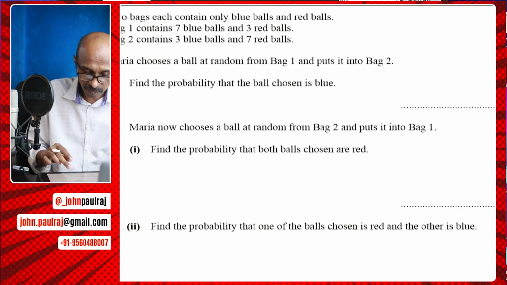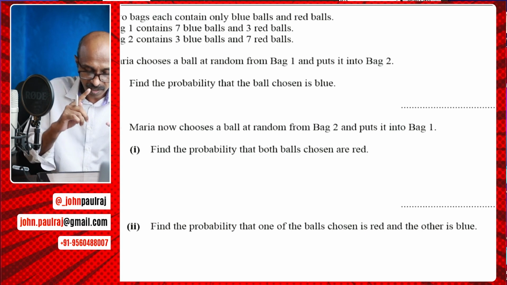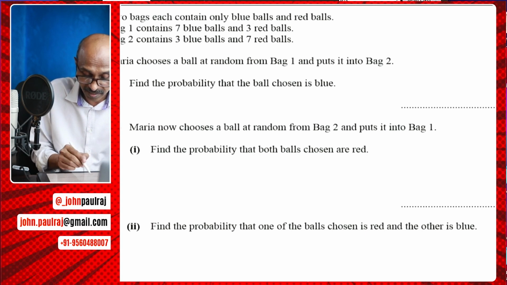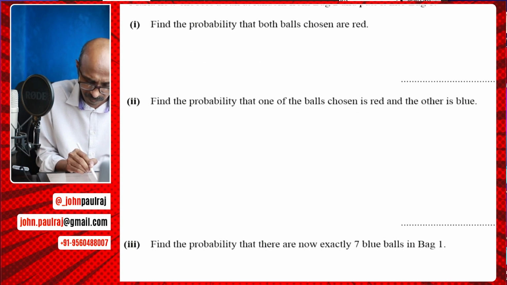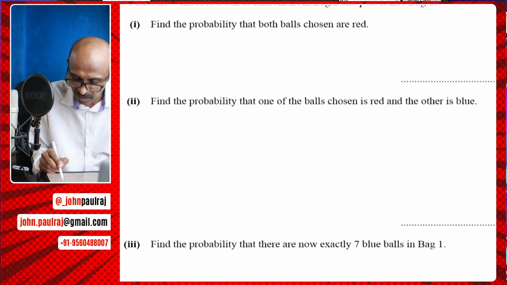Now, this is the other kind of question where you're given information: bag 1 contains 7 blue balls and 3 red balls. Bag 2 contains 3 blue balls and 7 red balls. And you are asked to find the probability given some kind of restrictions. And sometimes it's about, the first one, what is it? Find the probability that one of the balls chosen is red and the other one is blue.